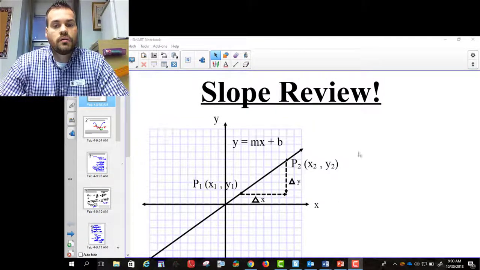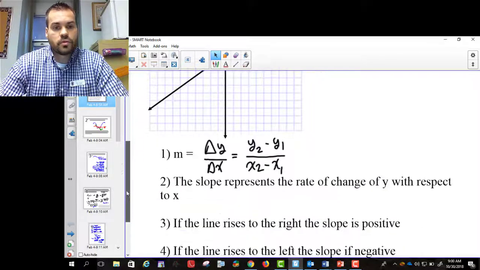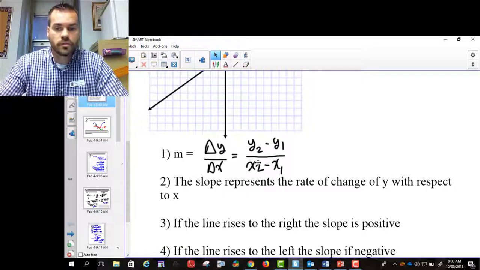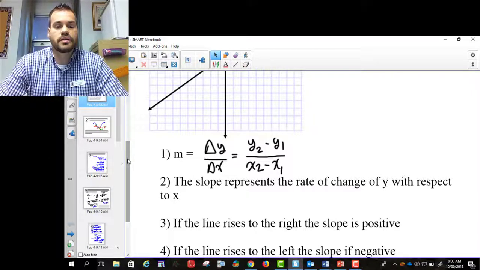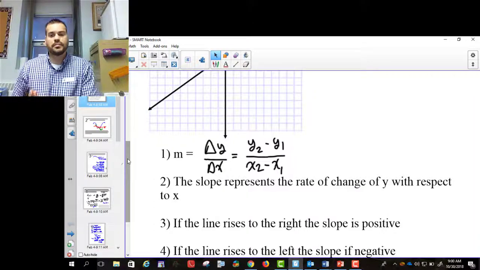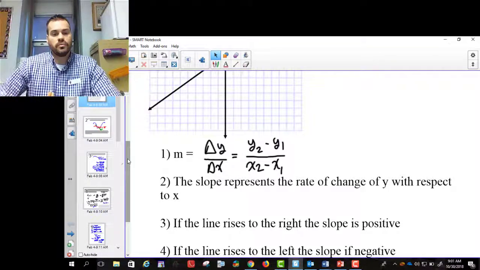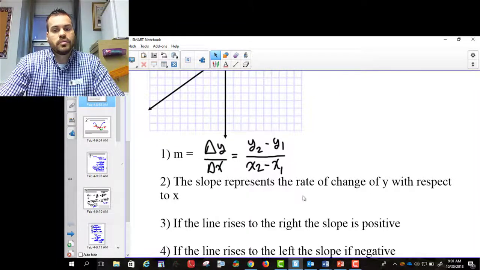You guys know if you have 2 points, the slope is defined by this formula, delta y over delta x, rise over run, y2 minus y1 over x2 minus x1, and it represents the rate of change of y with respect to x. That is new wording for you, but essentially what it's saying is as x changes by this much, y is changing by this much. That's what the slope is telling you. So if the slope is 2, it means that every time x changes by 1, y changes by 2. And that "with respect to x" is going to become important throughout our conversations with calculus.